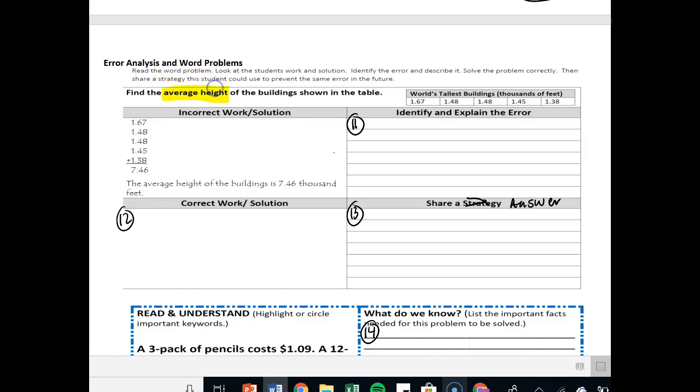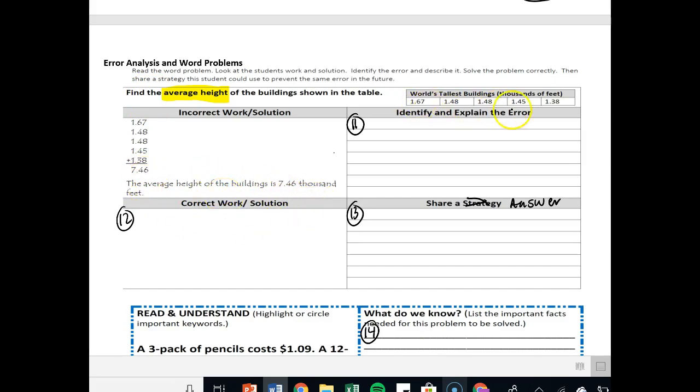So in order to do this problem, you need to know what average is. And average is adding everything up and dividing by how many you have. Well, let's look at the student's work here. He added everything up, but then he didn't divide by how many he had. So he just added everything up and said, oh, that's the average height of the buildings.